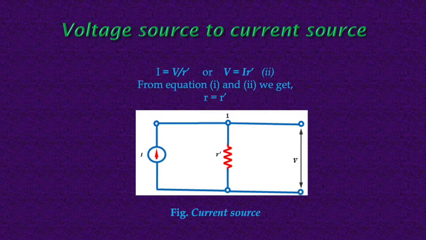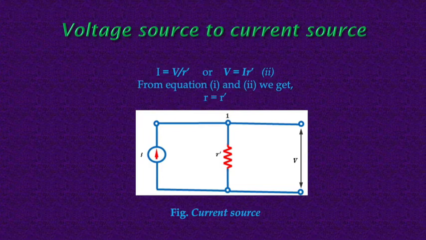Now, let us consider a current source of the same current I, which produces the same open circuit voltage at its open terminal as shown in the figure. Applying Kirchhoff's current law at node 1 in the given circuit, we get I equal to V by R dash, or V equal to I R dash. This is equation 2. So from equations 1 and 2, we get small r equal to R dash.